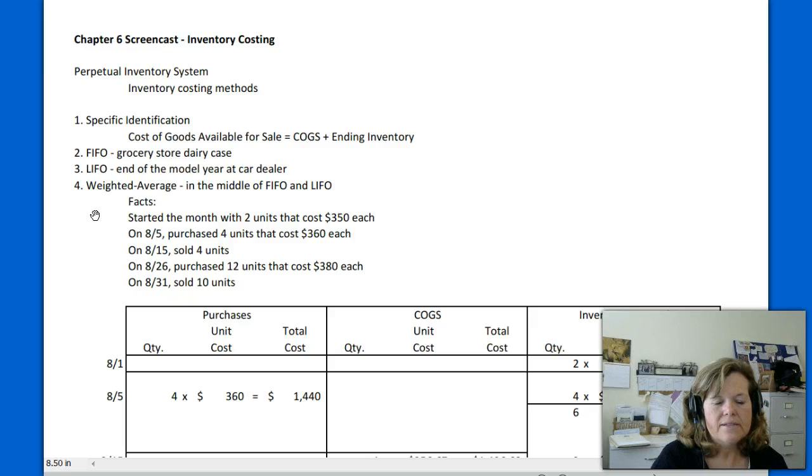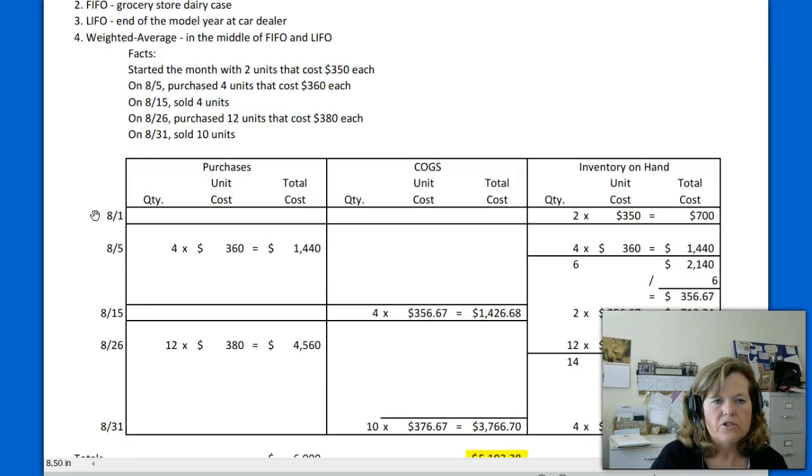So with that said, I'd like to work through an example just so you can see how weighted average works. What I've done here, and I recommend setting up a table like this for a lot of your inventory costing, is keep everything straight and allow you to easily follow your work and keep your calculations accurate. Okay, so we started the month with 2 units that cost $350 a piece, and I've got those listed over here on the inventory on hand section of the schedule.